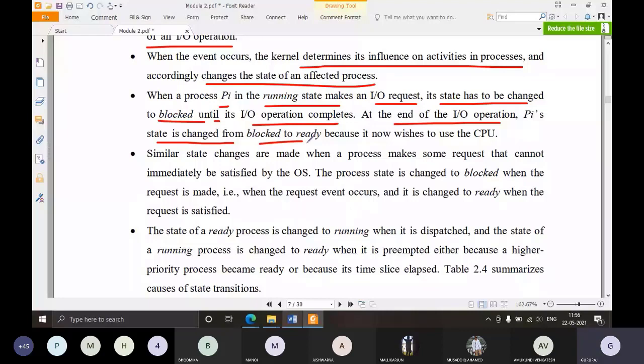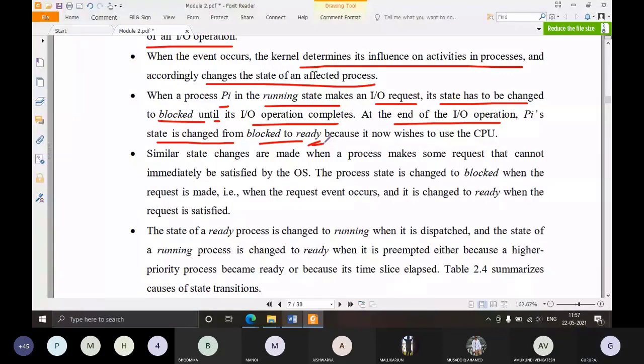So remember, from running it came to blocked. From blocked it will not go back to running directly. No, that state transition is not possible. From running it comes to blocked state; from blocked state it has to go to ready state, because as I told previously, only ready processes can be given the CPU. Once it goes to ready state, only then can it be given the CPU. So from blocked state, it cannot directly go to running state.